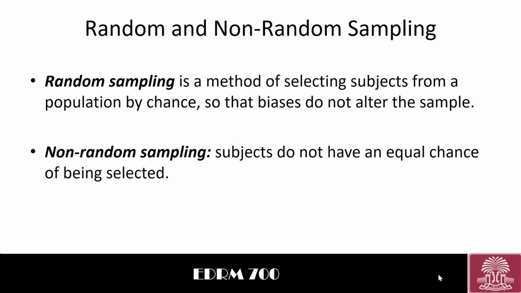Random sampling and non-random sampling are two major types of sampling methods. Random sampling is a method of selecting participants from a population by chance, so that the biases do not alter the sample. On the other hand, subjects in non-random sampling do not have an equal chance of being selected. Next, we will introduce three common random sampling methods.